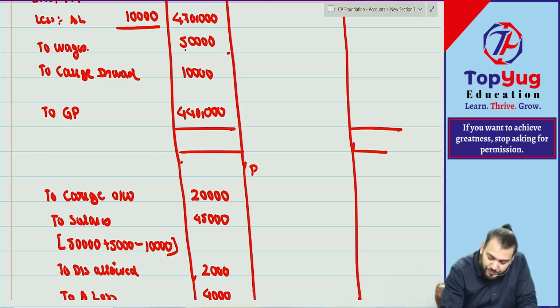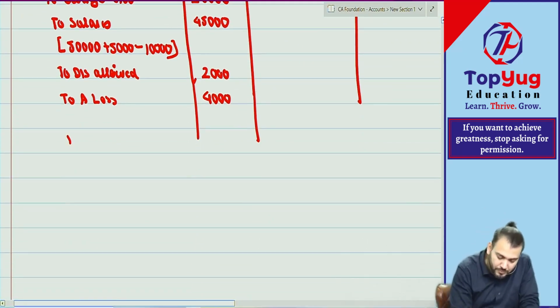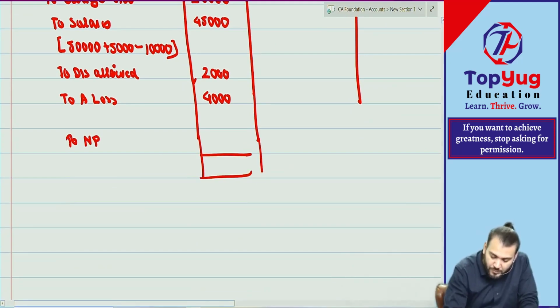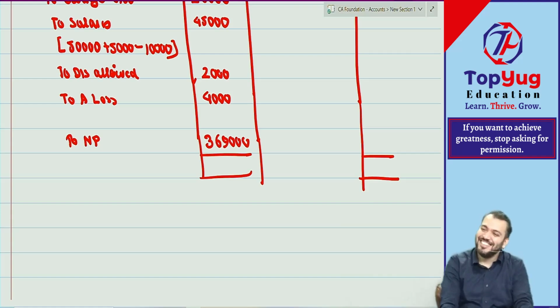Now, by GP how much? 4,40,000. So to NP how much? Net profit how much? 3 lakh. How many have done this correct? Correct. After that correction it is correct. Good, good, good. You will become a CA.